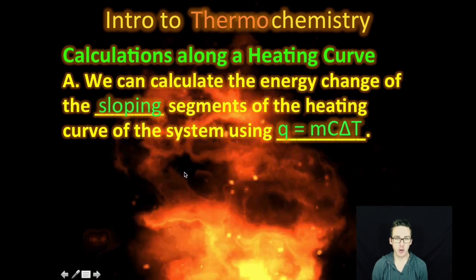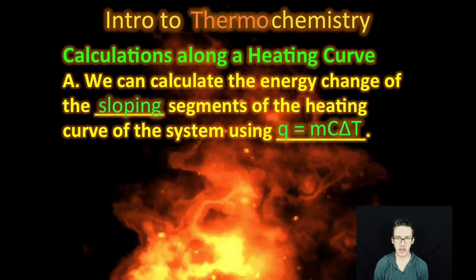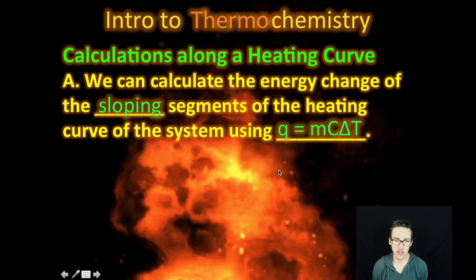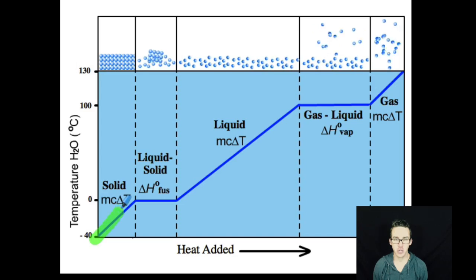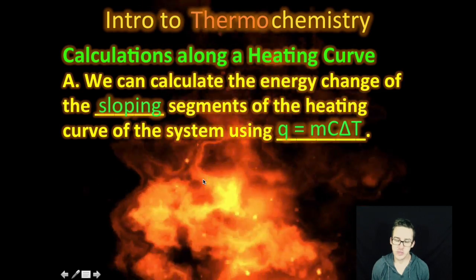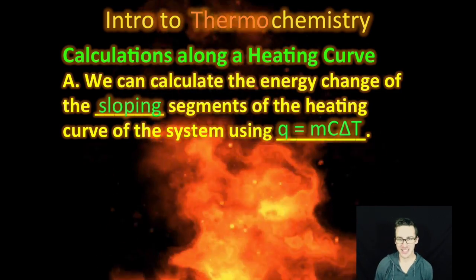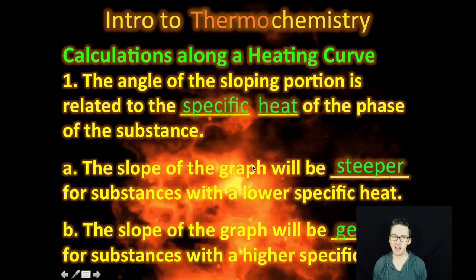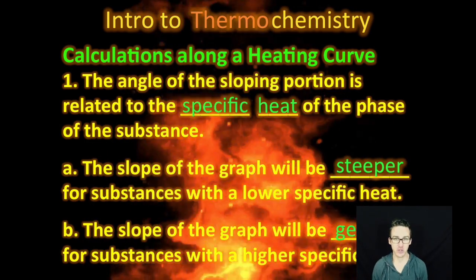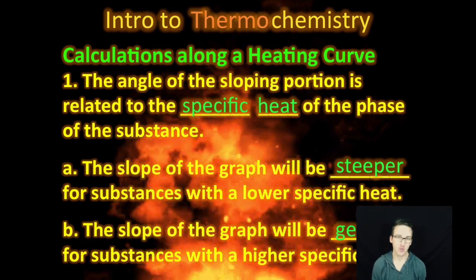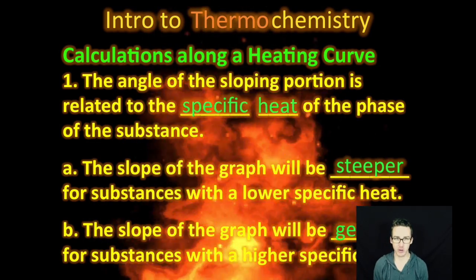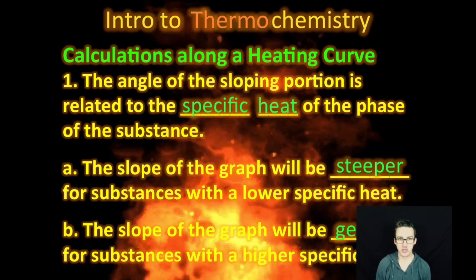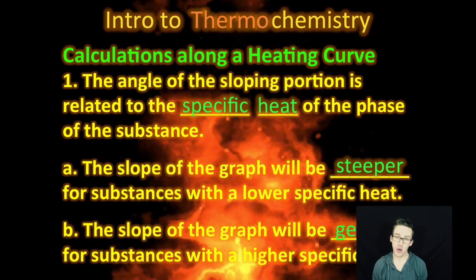Now, there are going to be some important calculations that you need to be able to do based on that heating or cooling curve. First, you need to be able to calculate the energy change of the sloping segments using the formula Q equals mC delta T, which at this point you should know and love very much. Some things to think about as you work through the calculations of those sloping segments of a heating curve. Recognize that the angle of the sloping portion is related to the specific heat of the phase of that substance. In other words, the steeper that slope is, the lower the specific heat.